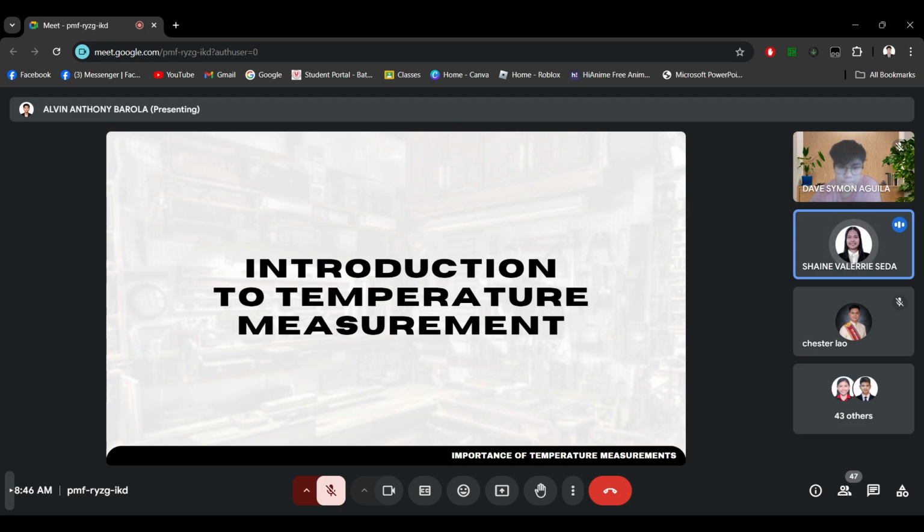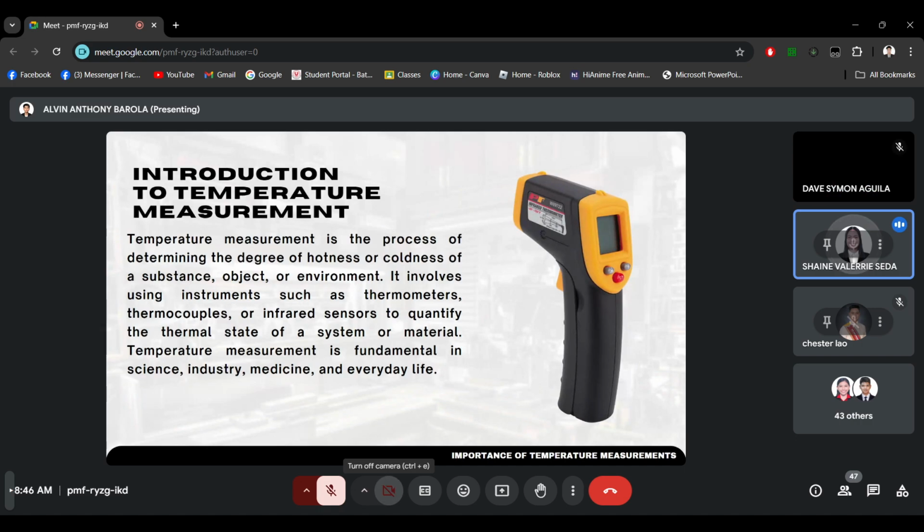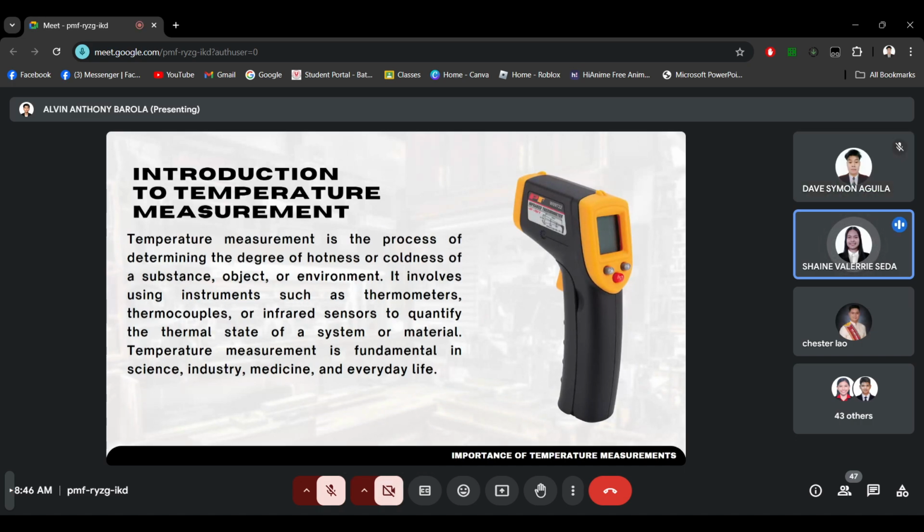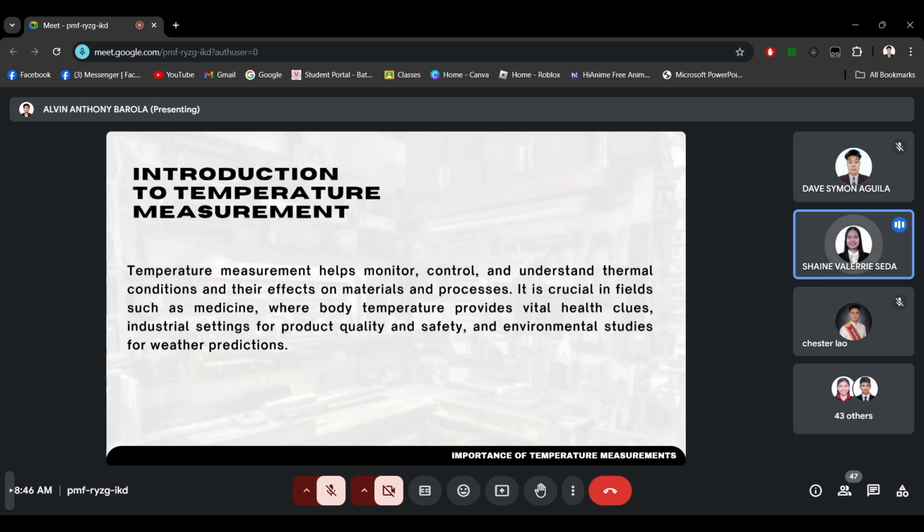temperature measurement is the process of determining how hot or how cold a substance, object, or environment is. This is done using instruments like thermometers, thermocouples, or infrared sensors to quantify the thermal state of a material or system. Next po. So, why is temperature measurement so important?